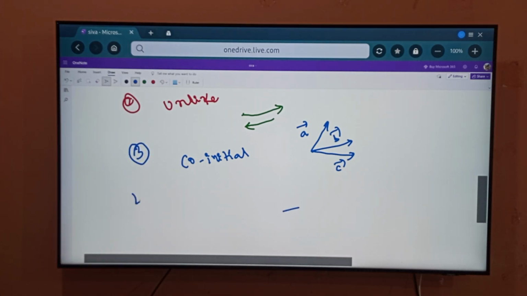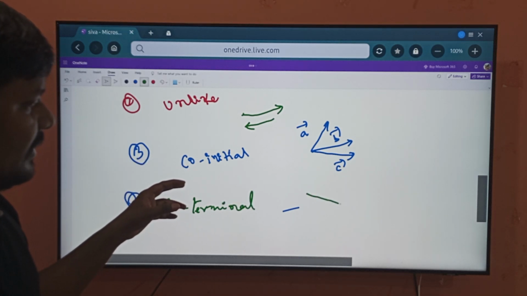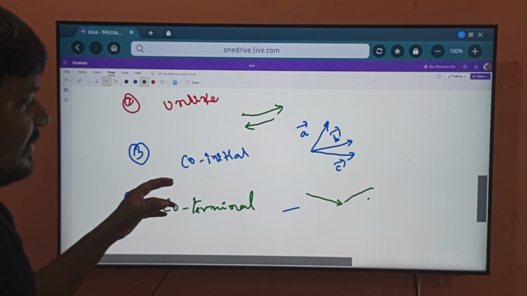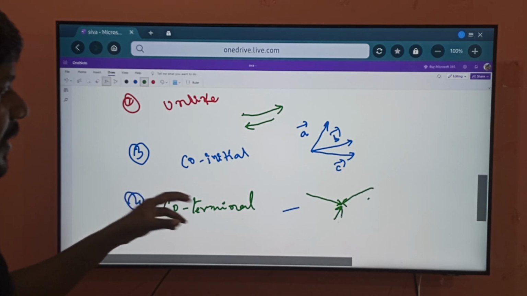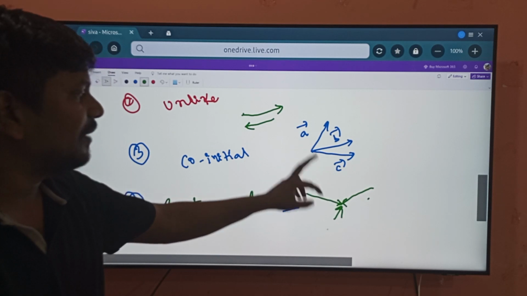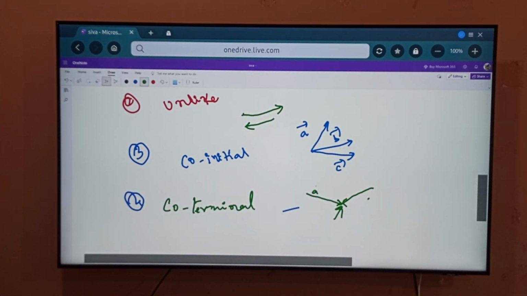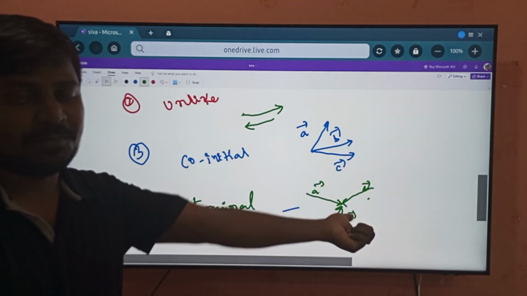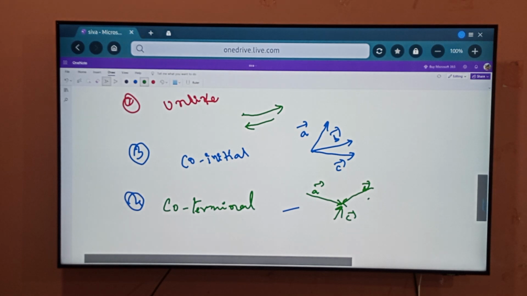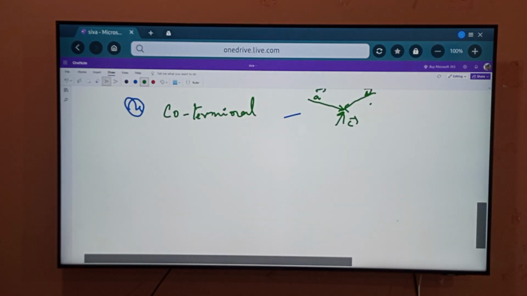And next, the fourth one, co-terminal vectors. So what are co-terminal vectors? Co-terminal means the terminal points of the vectors will be the same, at one point. These are the initial points and terminal points. So you can take A bar, B bar and C bar again. All these three terminal points will be at one point, and then they are considered co-terminal vectors.